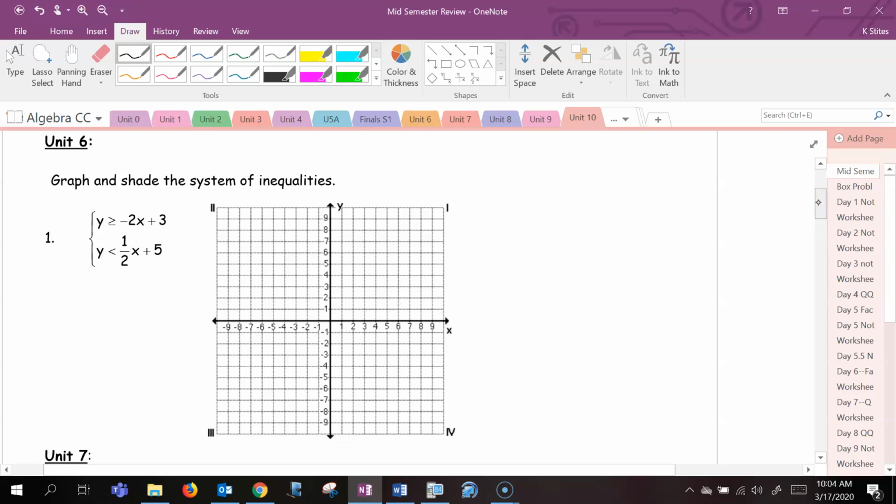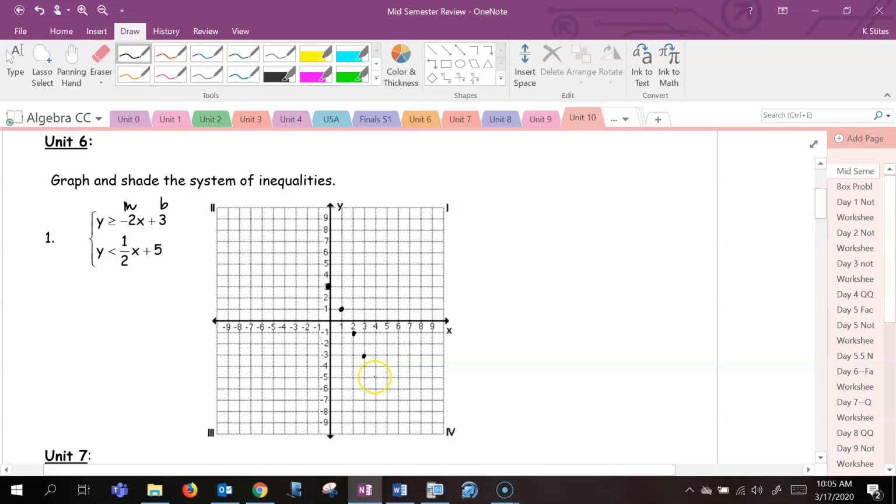So Unit 6, the problem we're going to do is graph and shade the system of inequalities. I want you to notice that y is already solved for both of these inequalities, which is good. That means we can go straight to graphing. So our first inequality has a y-intercept at (0, 3). That'll be up on our y-axis. And our slope, which is m, is -2. That tells me to go down 2 and right 1.